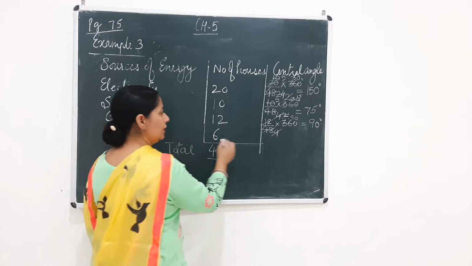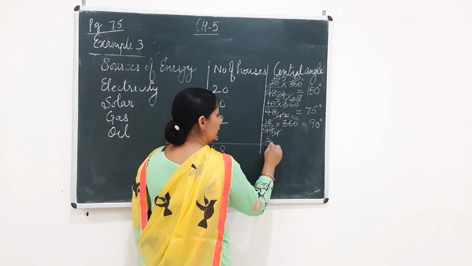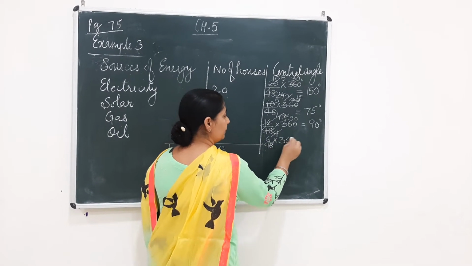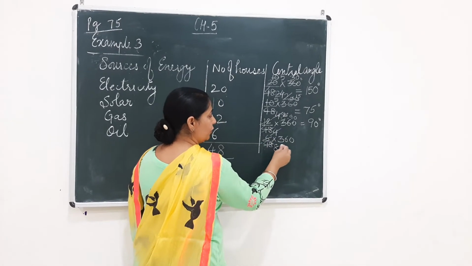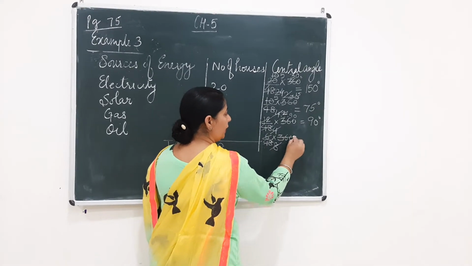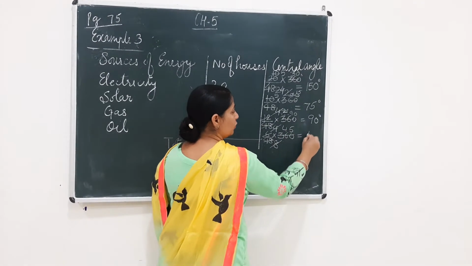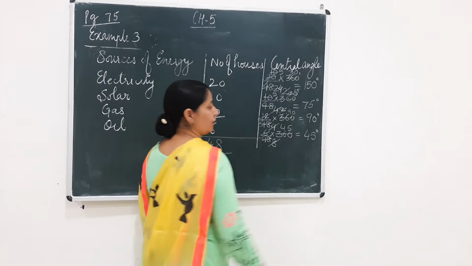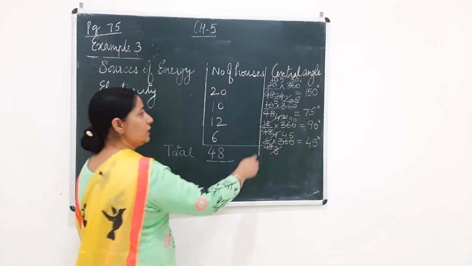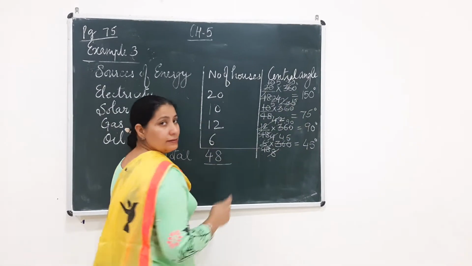And the last of all, it is 6 over 48 multiplied by 360. On the table of 6, 6 eights are 48. On the table of 8, we can directly do the cutting. 8 fours are 32, 8 fives are 40. So what you get here is 45 degree. So as you can see, I have found all the angles.